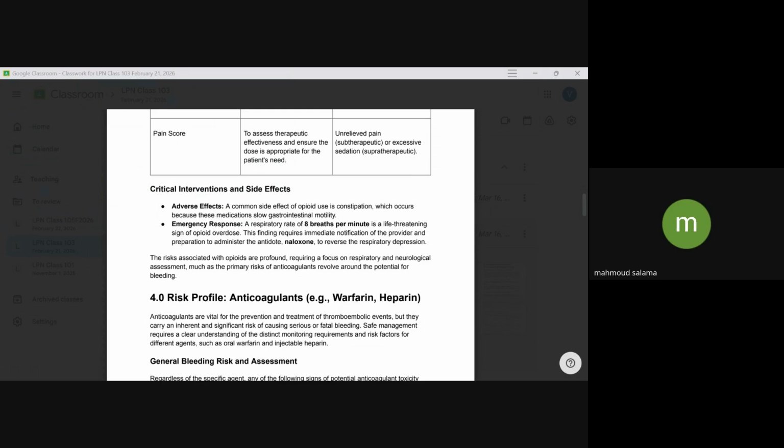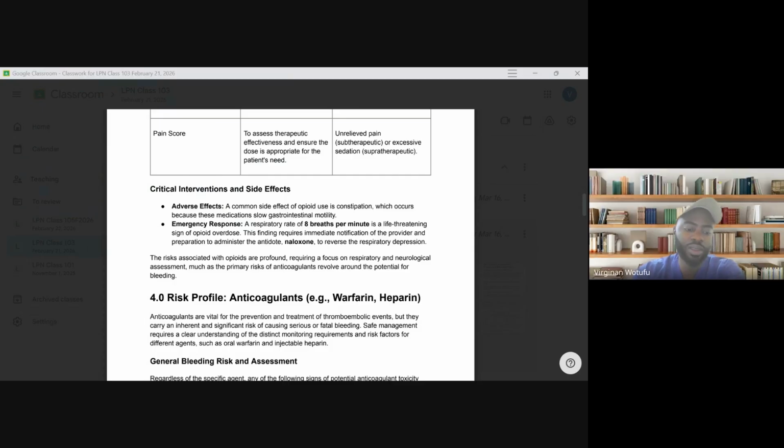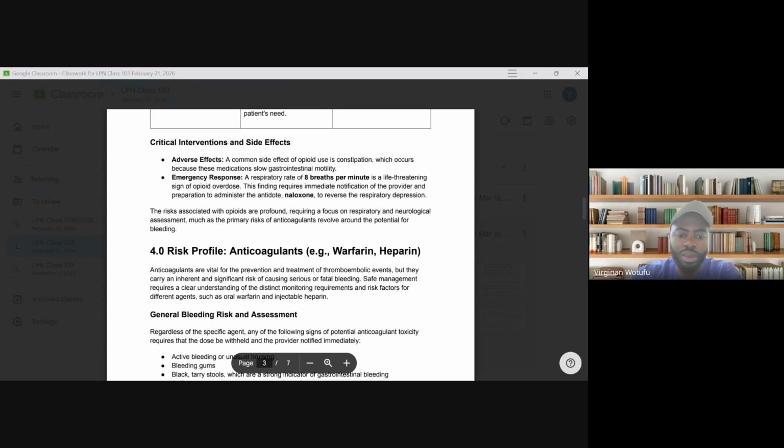Excellent. Like you said, heparin is a fast-acting anticoagulant. It's given IV or subcute, right? And warfarin is oral, and it has a slow or long time to exert its effect.